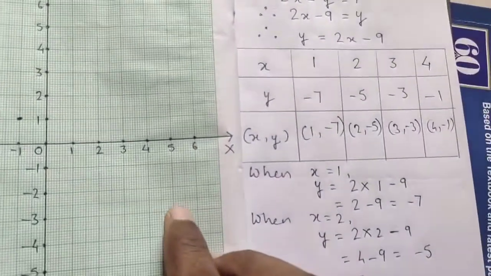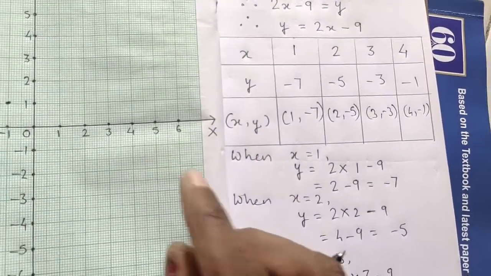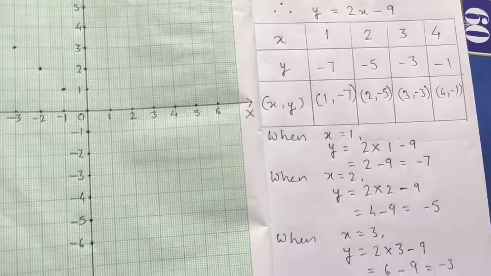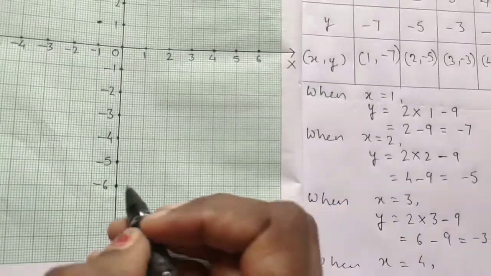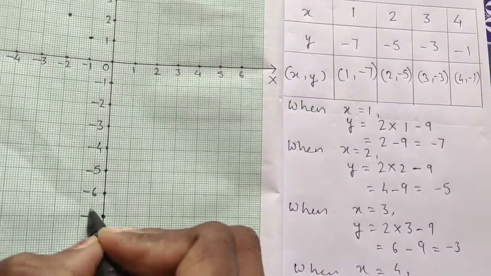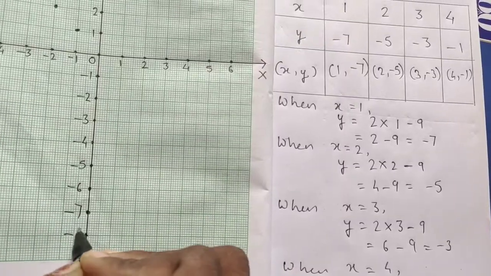Now I am doing the second one also simultaneously. What is the point? 1, minus 7. So first I have written till minus 6, so make it minus 7. One more I am going to write, minus 8.